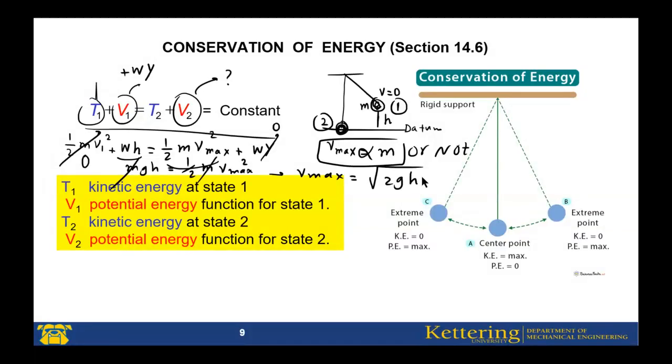The maximum velocity only depends on the gravitational acceleration and h, the height that it is released from the datum. Got it? Interesting. Then move to the next slide.